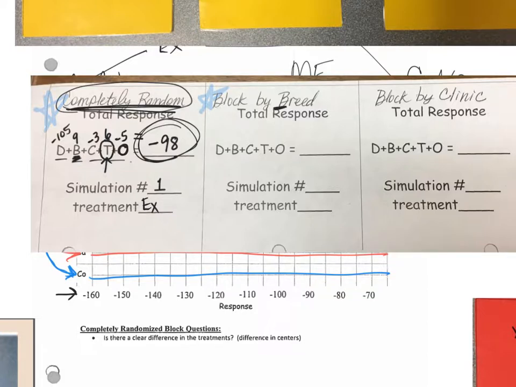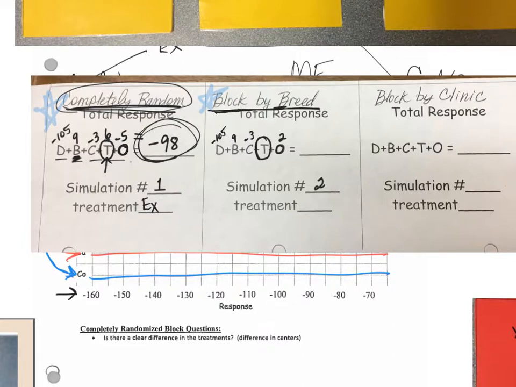All right, so now some of these numbers stayed the same. We had the negative 105, we had the 9 for our beagle, our clinic was negative 3. The way we're going to block by breed, and I'll get you the treatment in a minute, I also randomly generated another type of random number, and I got a positive 2 on that one. So this is going to be simulation number 2, and I'll get a treatment here in a minute.